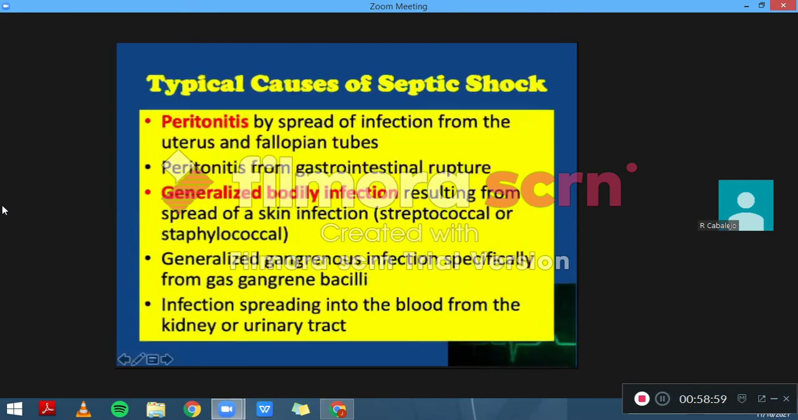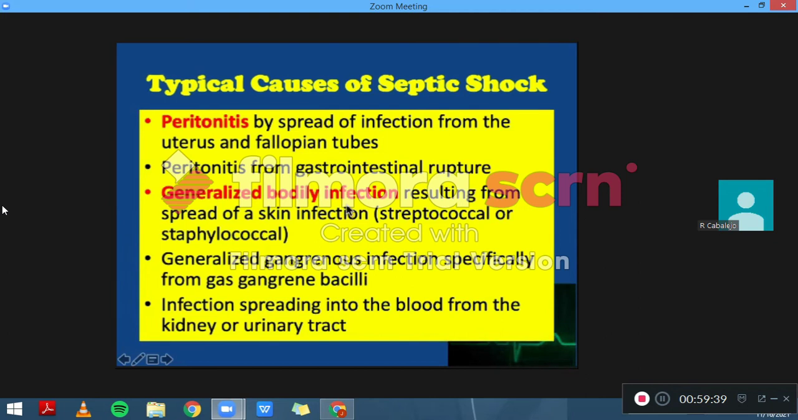So what are the typical clinical settings that cause septic shock? One of which is peritonitis. This is the spread of infection from, let's say, the female genital tract, and somehow the infection escapes the female genital tract, causing widespread infection of the peritoneal cavity. And then, of course, peritonitis from gastrointestinal rupture. As we all know, your intestines have so many bacteria. So rupture of any kind, even microscopic rupture, may cause patients to develop septic shock.